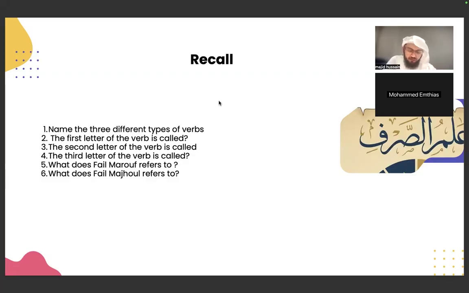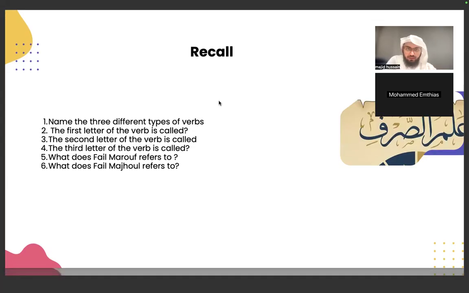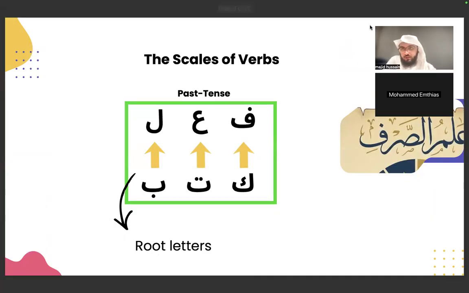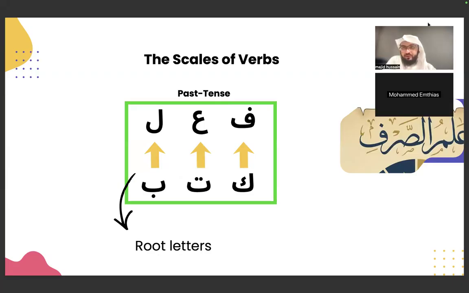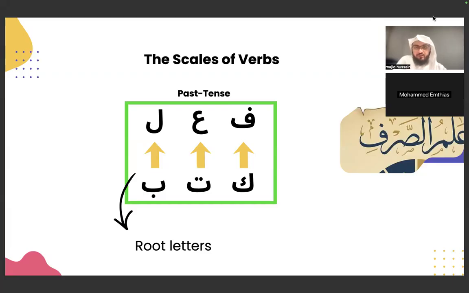Now, moving on, today we will learn how to scale the verbs. Sarf is like a formula. Like the formulas we have for math, Sarf also has similar formulas. For past tense, the formula, or the scale of the verb, is fa, ain, lam. Any word I have in the past tense, I will put on this formula, which is fa, ain, lam.